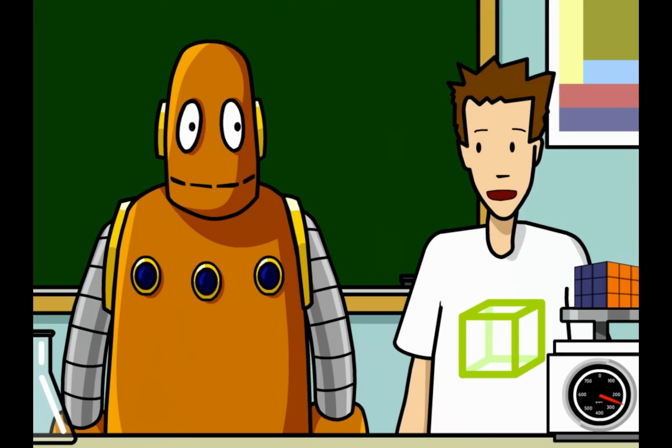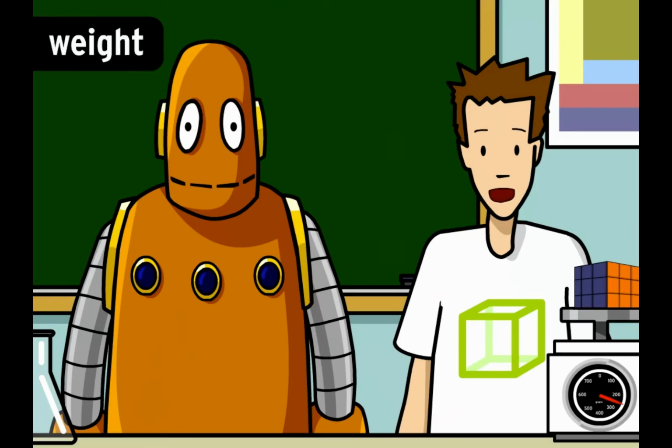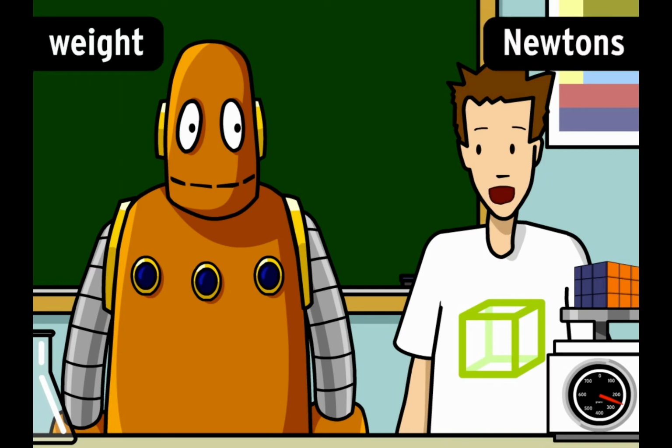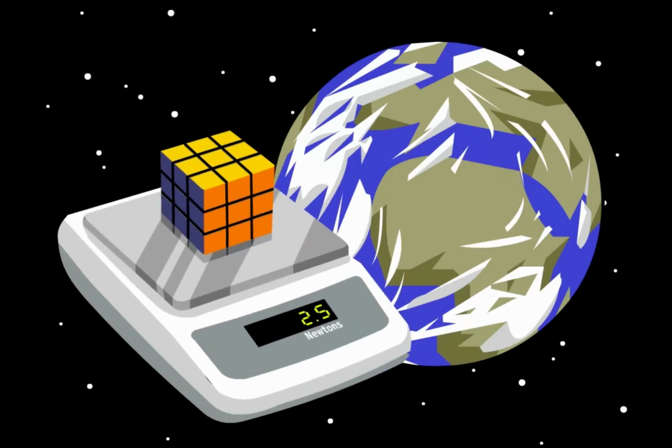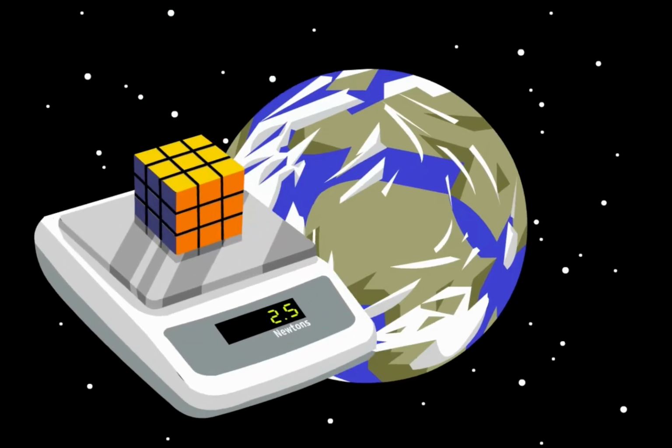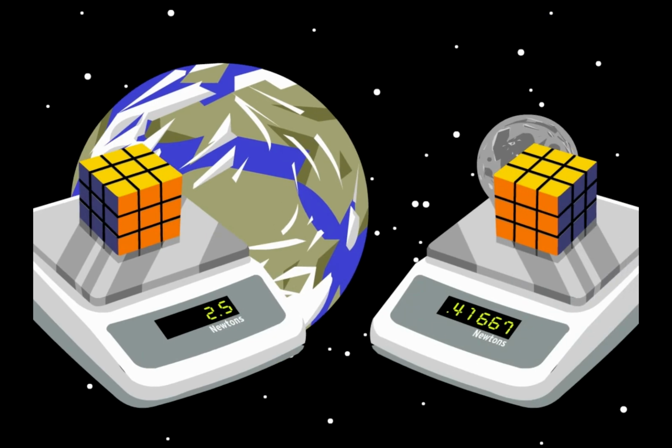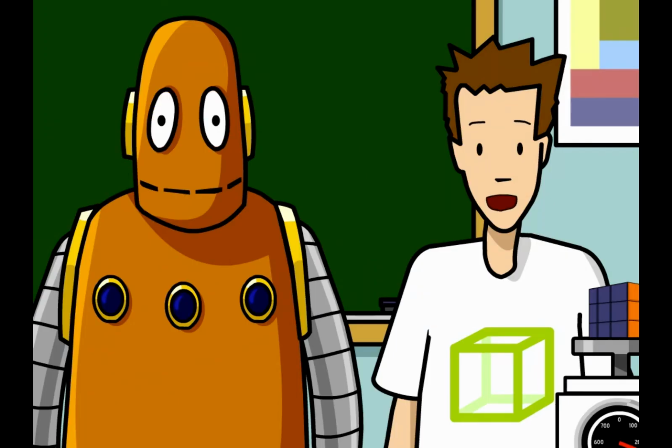Well, weight is different from mass. Weight is actually a measure of the effect gravity has on an object, and it's measured in newtons, not in grams. For example, on Earth, this cube weighs 2.5 newtons. But on the moon, where the gravity is only 1/6 as strong as Earth's gravity, the cube only weighs 1/6 as much. No matter where it is, though, the cube's mass is always the same, 250 grams.